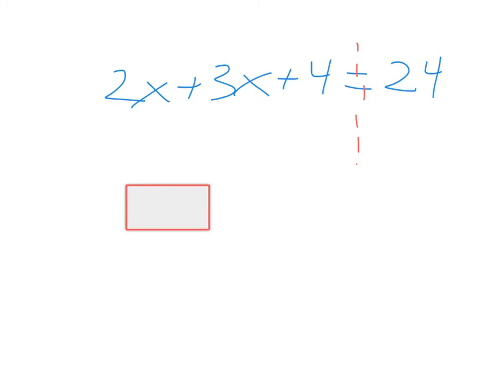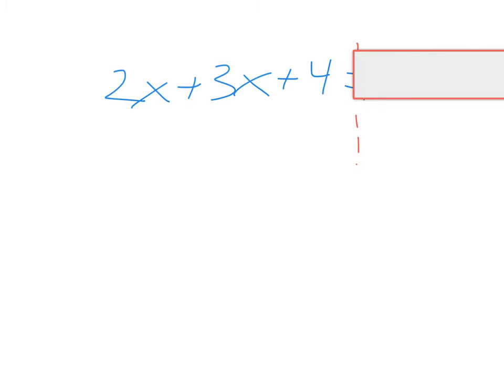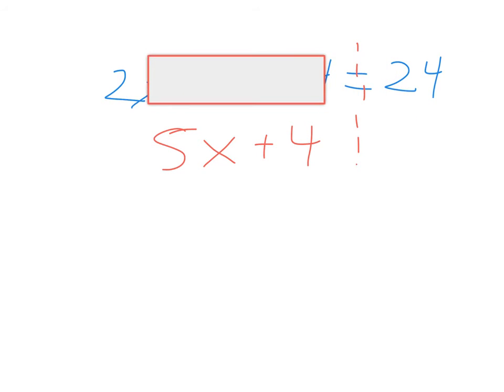So let's do this. Don't look at this side first. Only look at the 2x plus 3x plus 4 and ask yourself, is there anything I can combine together? I'll notice that I can add the 2x and 3x together, which gives me 5x. Can't combine the 4 with anything, so I have 5x plus 4. Now, cover that side up. Can I do anything with the 24? The answer is no. So we'll say equals 24.